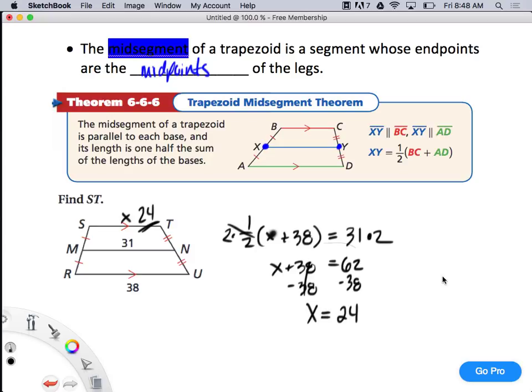But if I want to find this one, say I'm given just 24 and 38, well, the easiest way to do that is just to add those two together. What's 24 plus 38, class? 24 plus 38. No. 24 plus 38. 62. What's half of 62? 31. You see? Okay. All right, you guys ready to Kahoot?